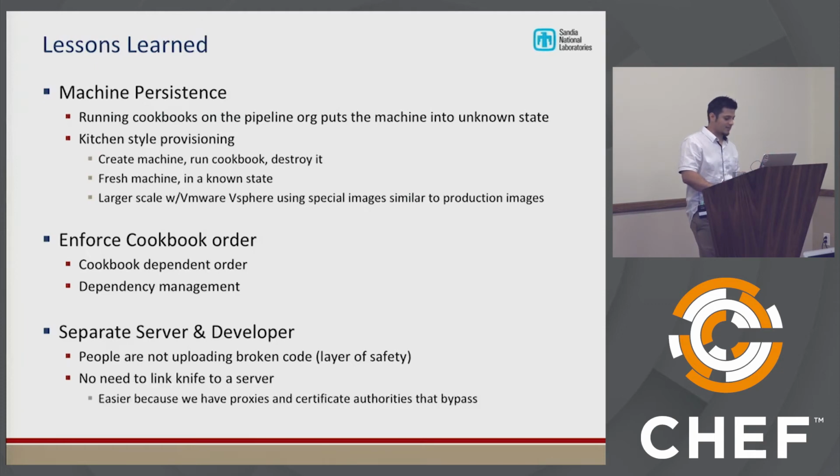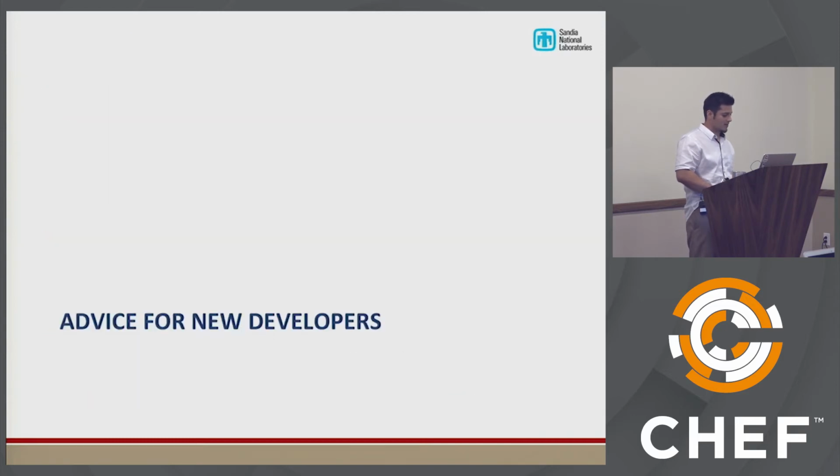And since none of the developers have to do any of that, it makes it easier, especially because of certificate issues and man in the middle. When we have different classifications of networks internally, it makes it kind of hard to publish to Chef servers. Cool. Advice for new developers, and probably some current developers.